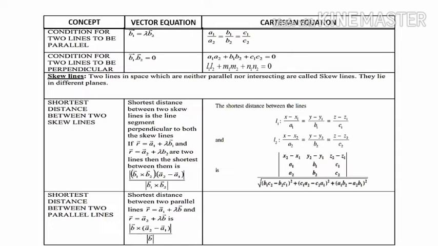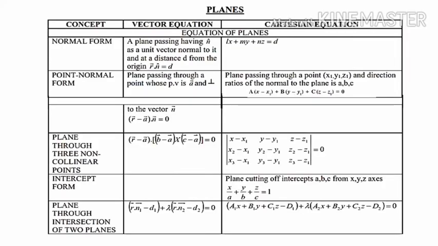Next, we shall bring the formulae for planes under one frame. First, we have learned the normal form. The vector equation is r · n̂ = d, and the Cartesian equation is lx + my + nz = d. Next, the point normal form: the vector form is (r − a) · n = 0, and the Cartesian form is a(x − x1) + b(y − y1) + c(z − z1) = 0.